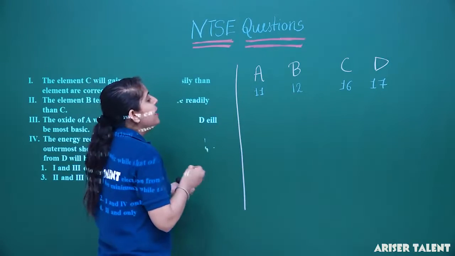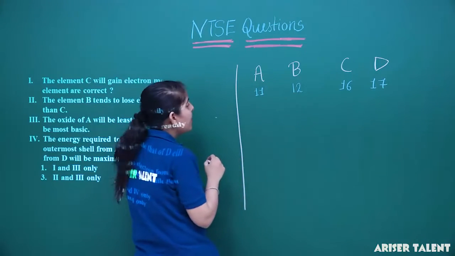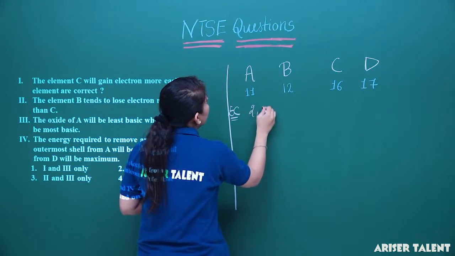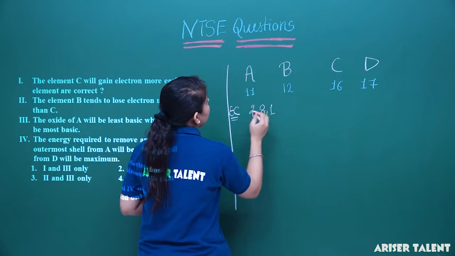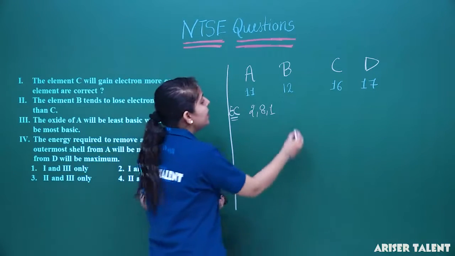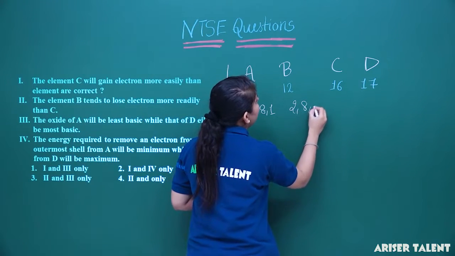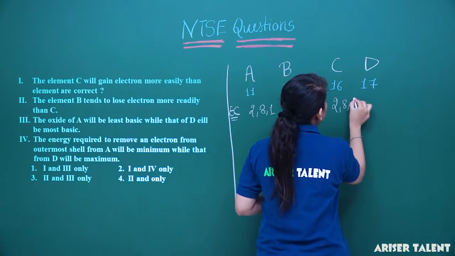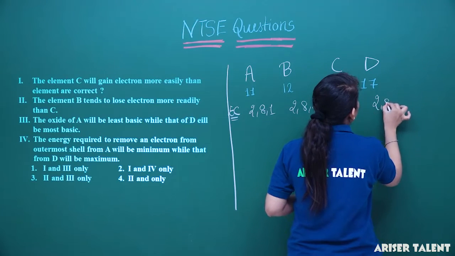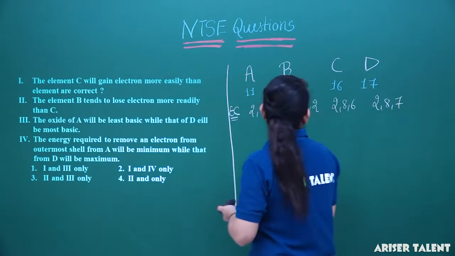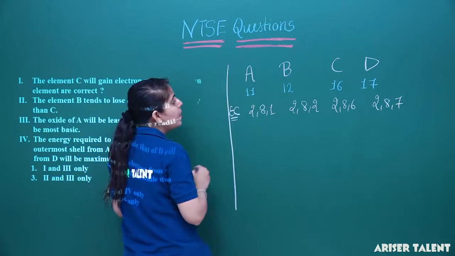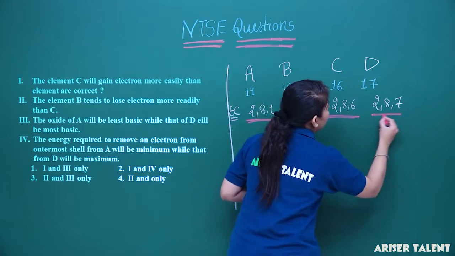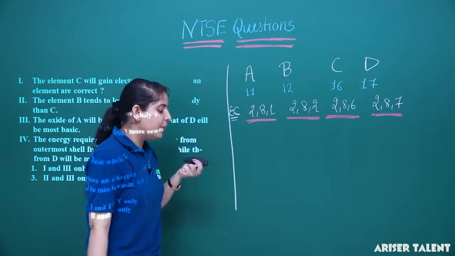So, I can write here, if the element is having an atomic number 11, its electronic configuration is 2, 8, 1. If atomic number is 12, electronic configuration is 2, 8, 2. If it is 16, it is 2, 8, 6. And if it is 17, it is 2, 8, 7. So these are the electronic configurations of all the 4 elements we have been given. It means we have to write according to the atomic number. So the electronic configurations I have written here.